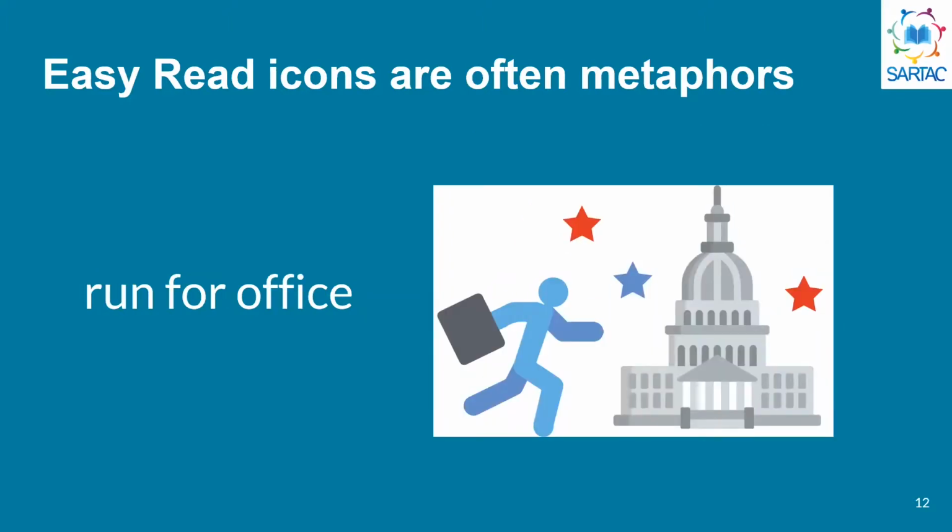Next one, run for office. It's a picture of someone running, in this case holding a briefcase, towards the Capitol building where elected officials work. It's a metaphor, and often metaphors can be difficult for some of us who have intellectual and developmental disabilities, especially autistic people. So it helps us keep track of the fact that we're using the word run, but it has to do with you want to end up in that Capitol building making laws.